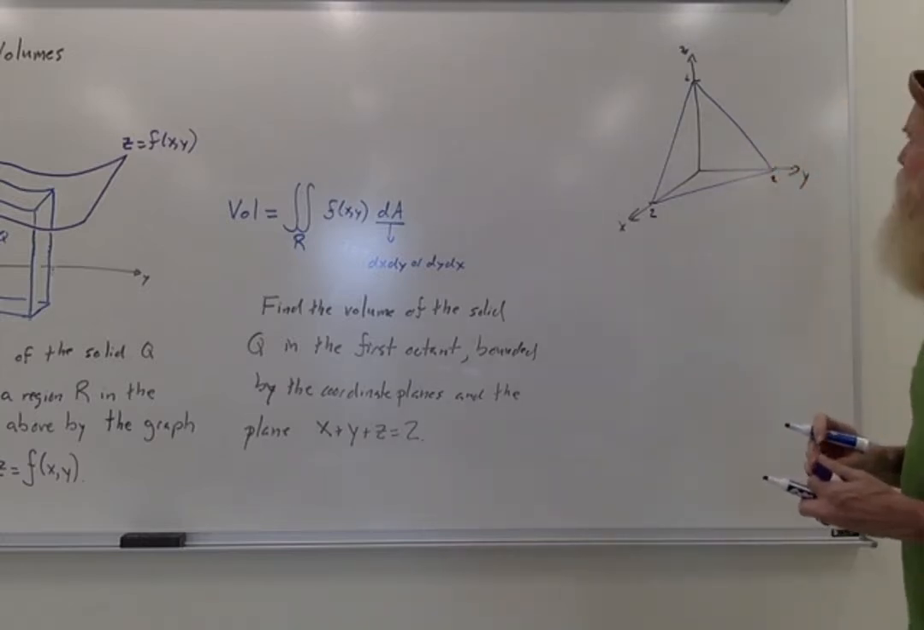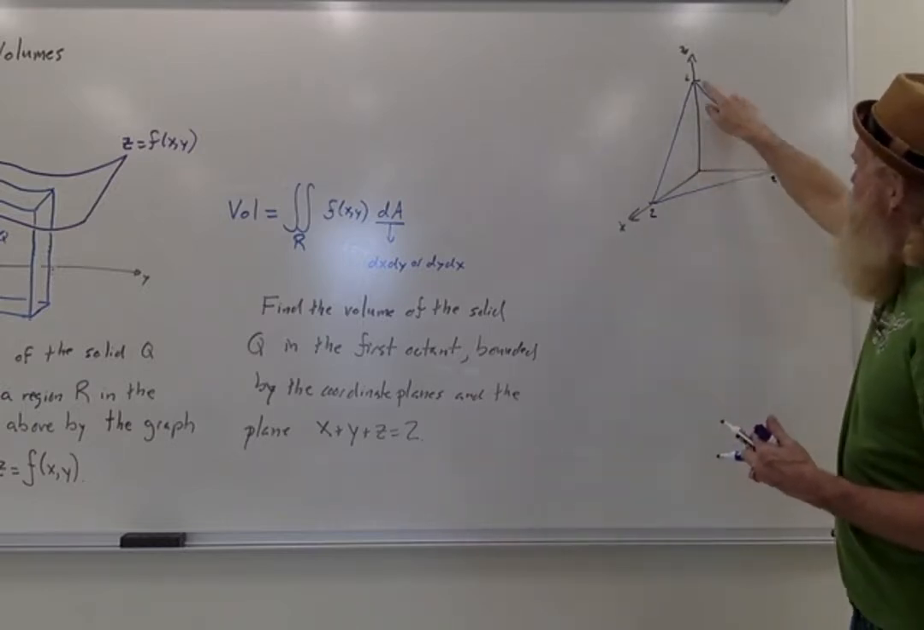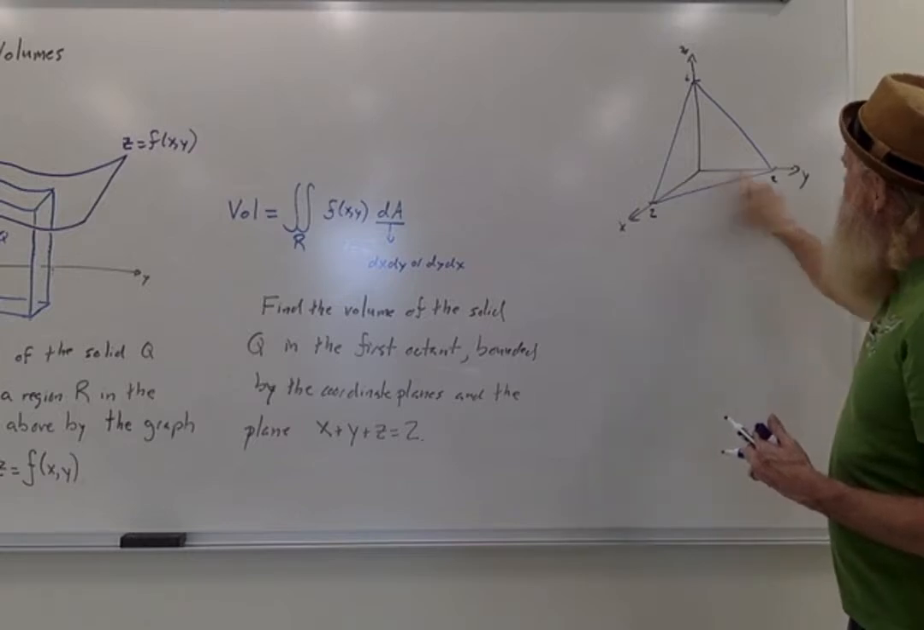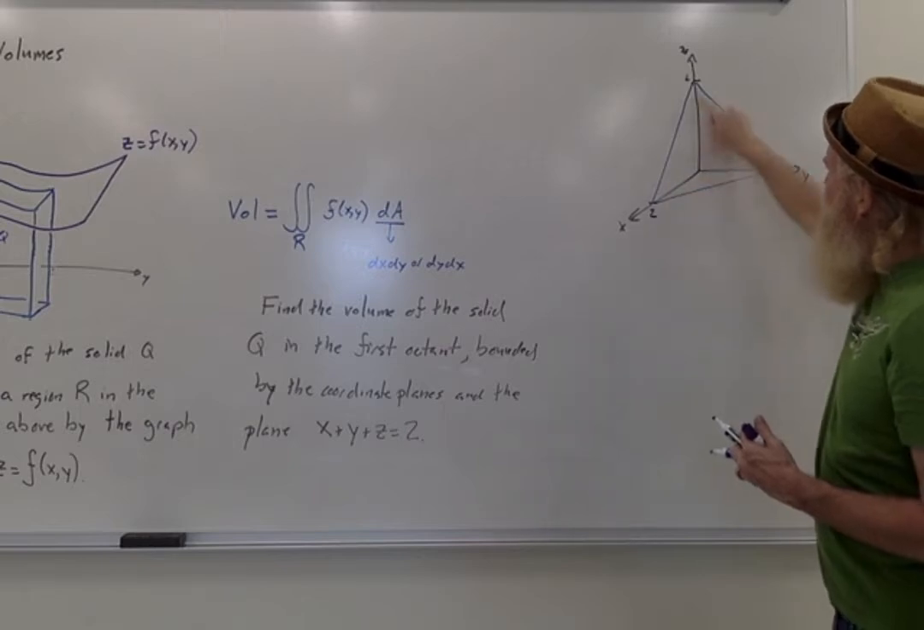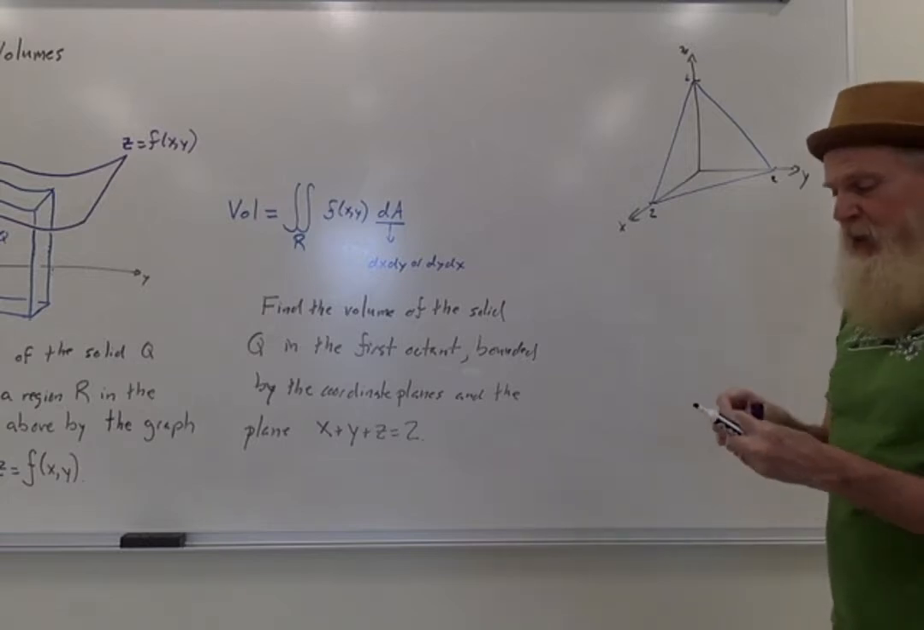So we can see that the region Q has one triangular face, which is this blue triangle here. It also has a triangular face on the bottom, which is a right triangle, one on the left side, which is a vertical right triangle, and one at the back, which is a right triangle. So this is a four-sided pyramid.